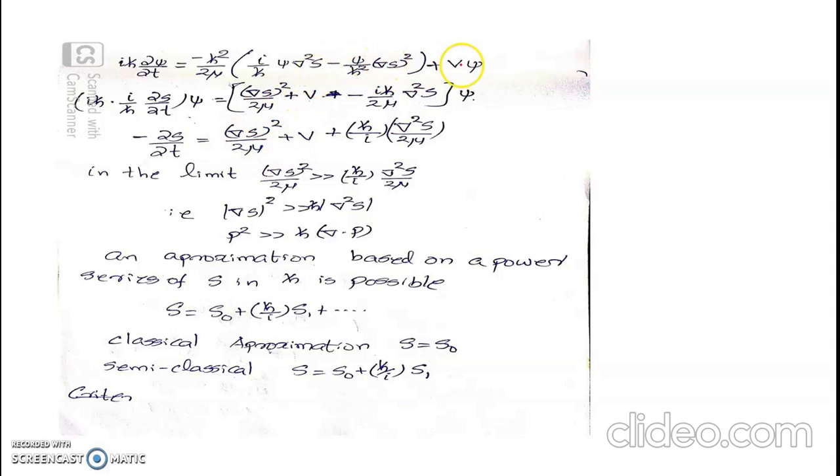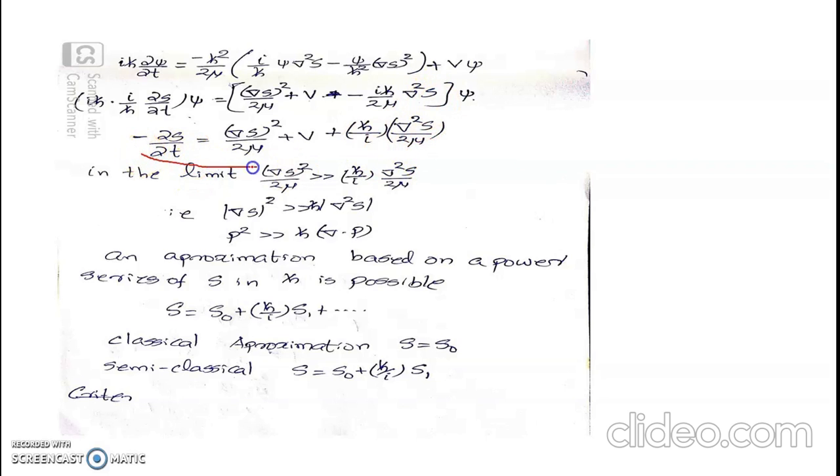Grad S whole square by 2 mu plus v. Psi is taken as a common factor, and this term becomes 1, h cross vanishes, minus i h cross by 2 mu del square S into psi. Divide the equation by psi, and simplifying this term, i square is minus 1, h cross vanishes. So this is minus dou S by dou t equal to grad S whole square by 2 mu plus v, plus, minus i in the numerator is plus i in the denominator. So this is h cross by i into del square S divided by 2 mu.